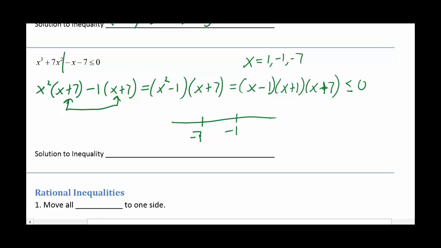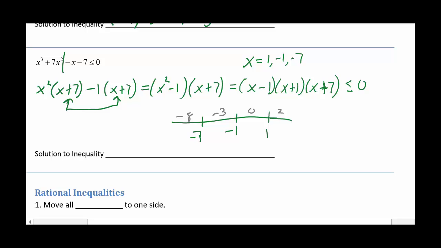So that's what I'm going to set up on my number line. Negative 7, negative 1, positive 1. And now I just need to pick some test values. So something smaller than negative 7, like negative 8. Something between negative 7 and negative 1, negative 3, sure, that makes sense. Between negative 1 and 1, 0 would be a good candidate. And anything bigger than 1, like 2. And then I'm just going to evaluate each of those test numbers into my factored form and identify if I get a positive or negative result.